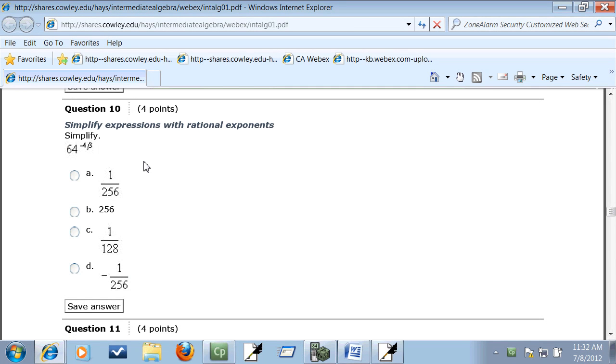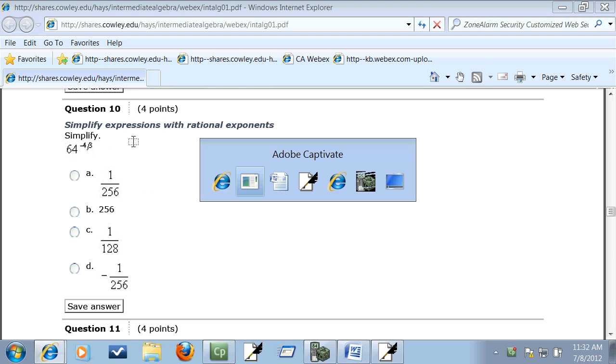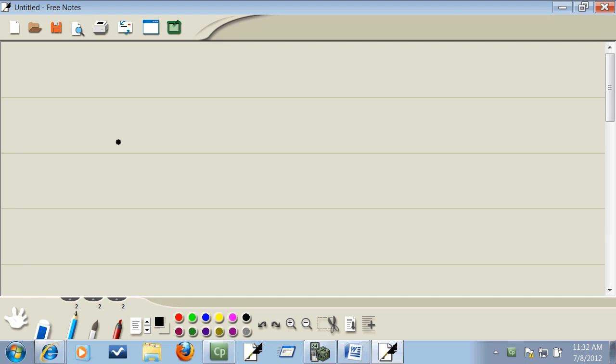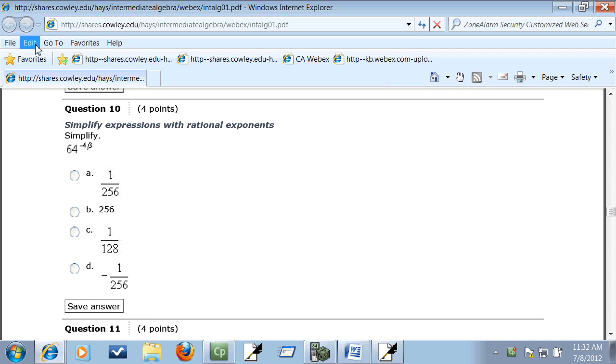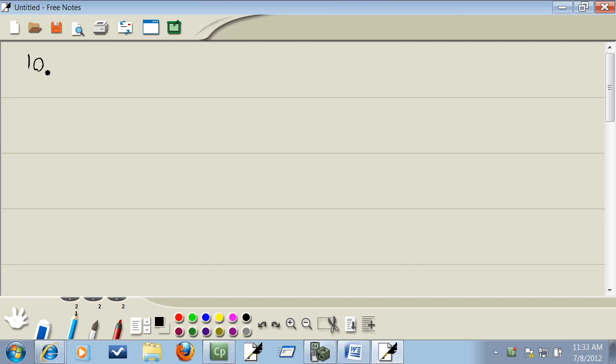Now let's take a look at problem number 10. I'm first going to do a little bit of it on the tablet, and then I'm going to switch over and write out the steps. This problem kind of combines two different items together.